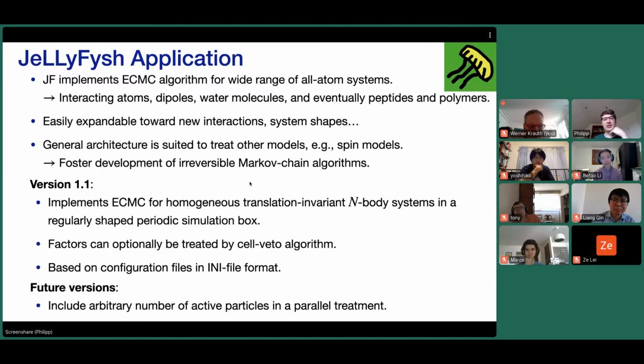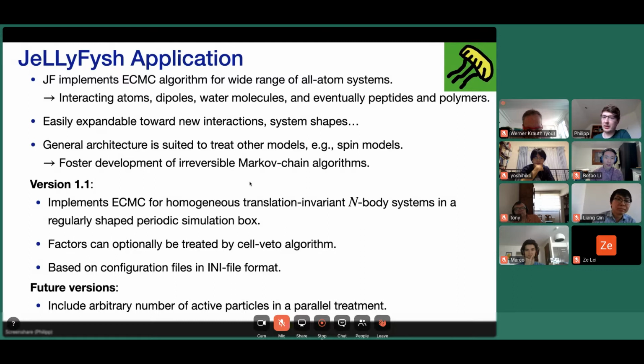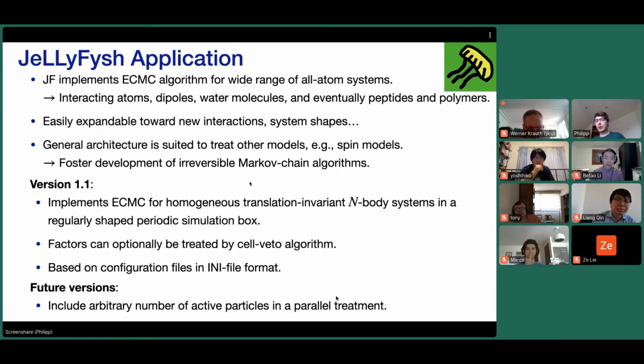The design is chosen such that it's easily expandable toward new interaction system shapes, and its general architecture is suited to treat other models. So although right now we implemented everything, for example, our state handler for all-atom simulations, you could in principle easily write a new state handler to treat spin models. This might interest Yoshihiko, for example.